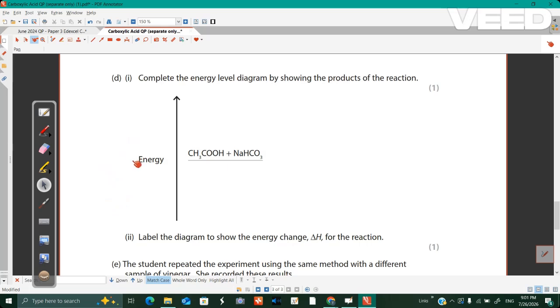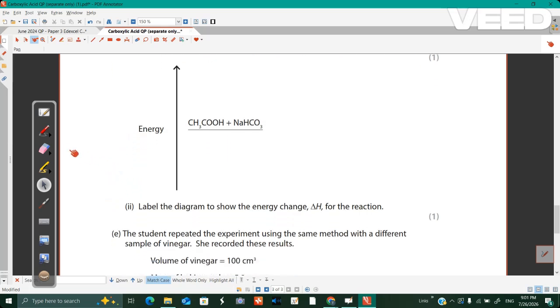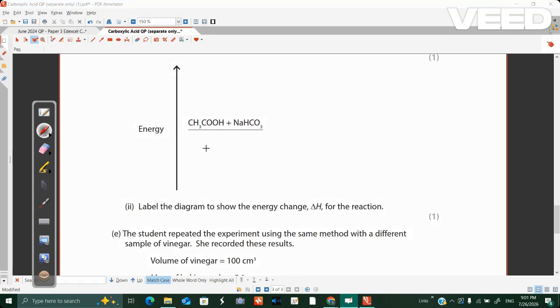Complete the energy level diagram by showing the products in the reaction. How do you draw it? These are the reactants. Where do you place the products? Under, right? Because it is endothermic.